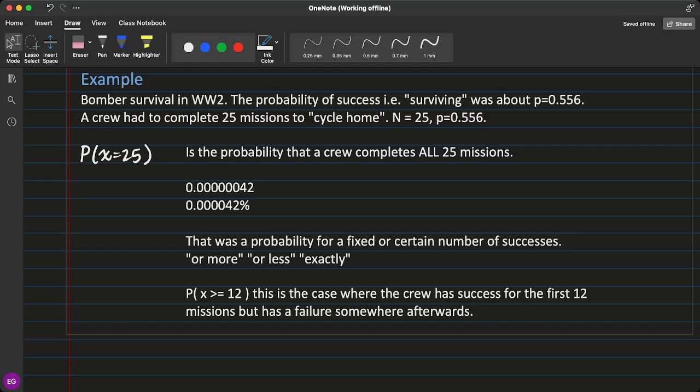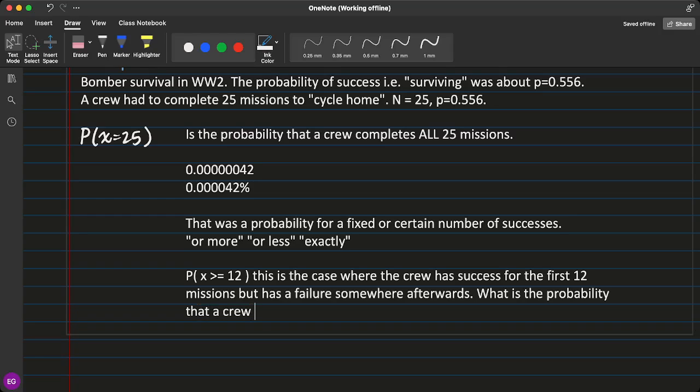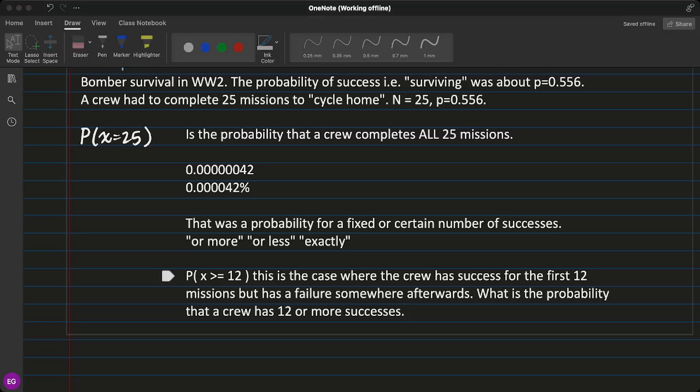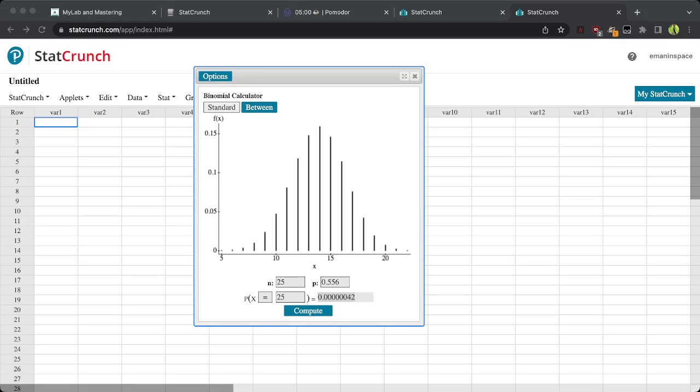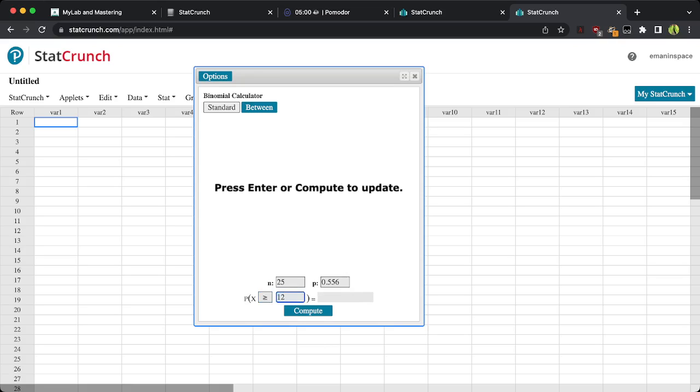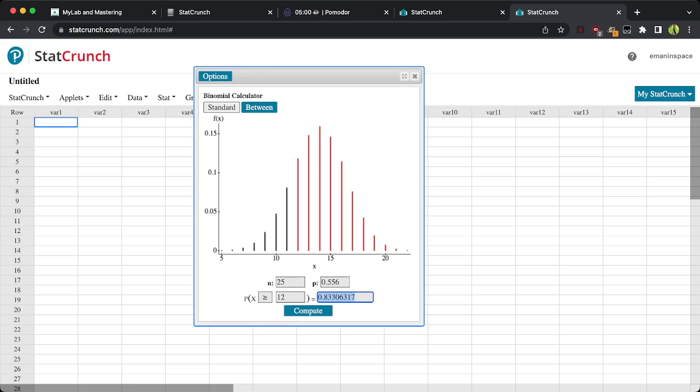As a probability statement, we would say, what is the probability that a crew has 12 or more successes? So if we transfer over to StatCrunch, you would change this here from exactly equals to greater than or equals to. We changed 12 here for the number of successes, and we get this number, 0.83. So let me switch over to OneNote.